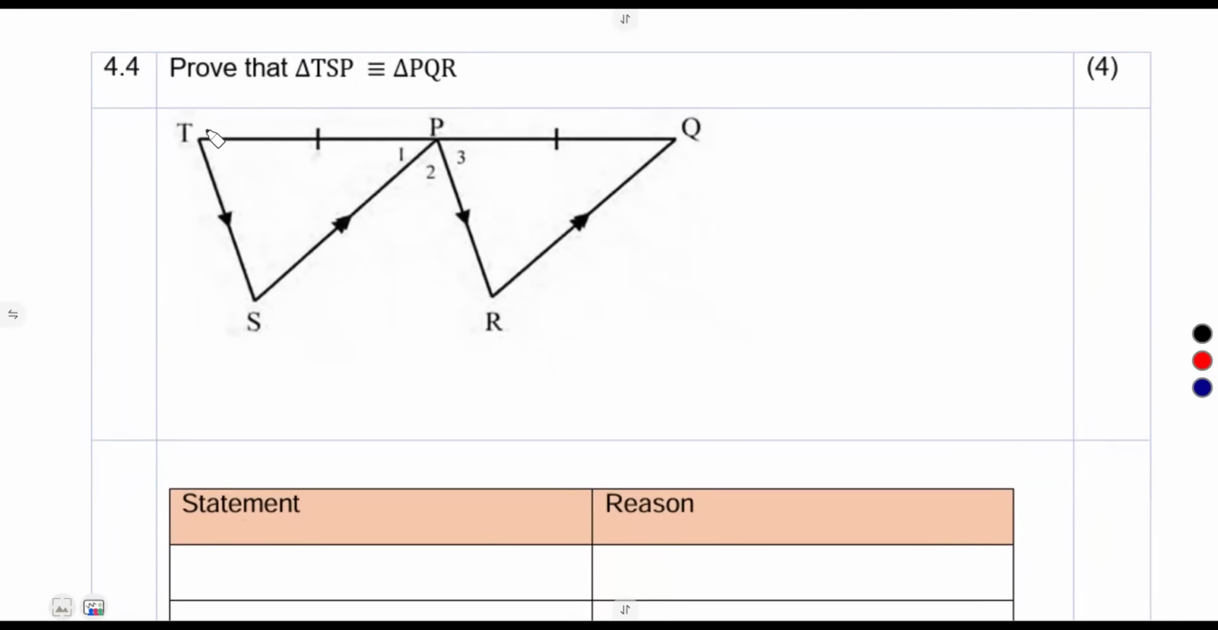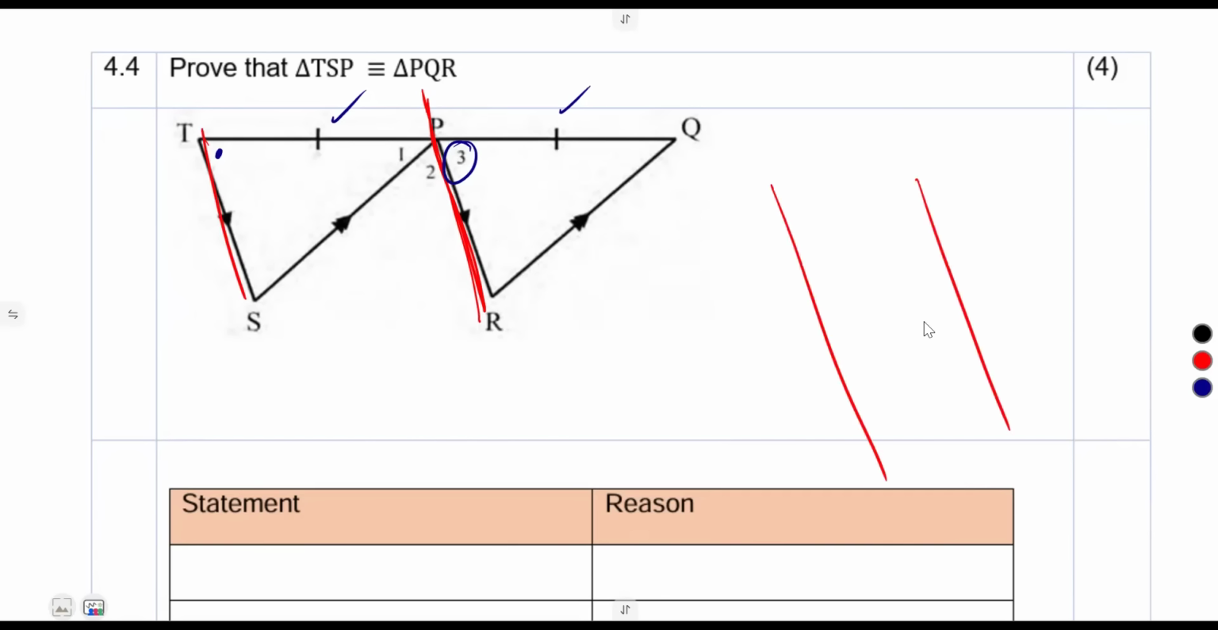All right, prove that these two figures are congruent. We've got two lines which are exactly the same, PQ, so we've got sides here. Let's find angles, if there are any angles that are exactly the same. There are two lines which are parallel here, TS and QR. So it follows that angle T and angle P3 will be the same, from corresponding angles.